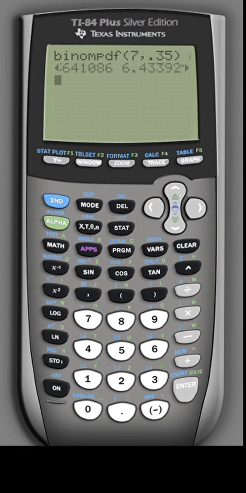And you can see that the probability starts going down. It starts becoming very, very small. As you can see here, 6.4 times 10 to the negative 4. So very close to 0.